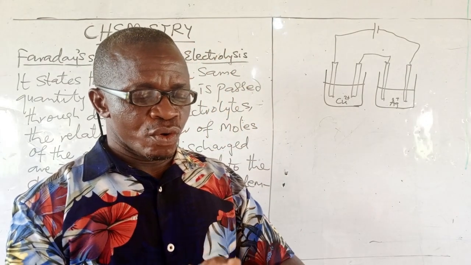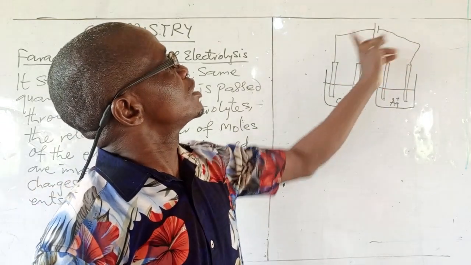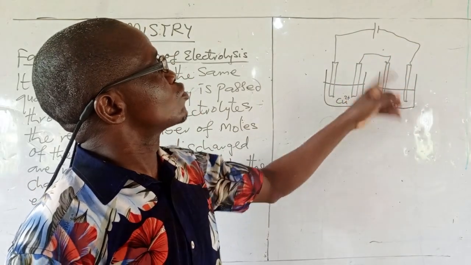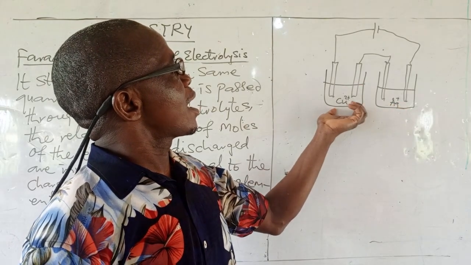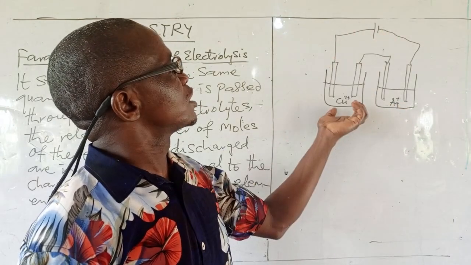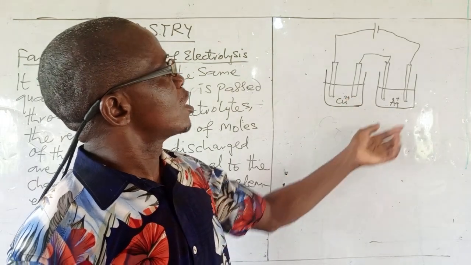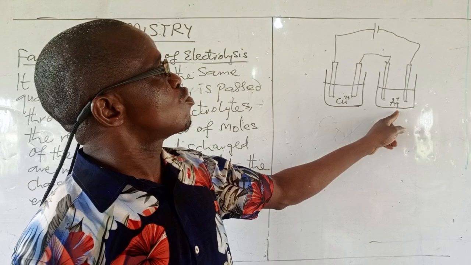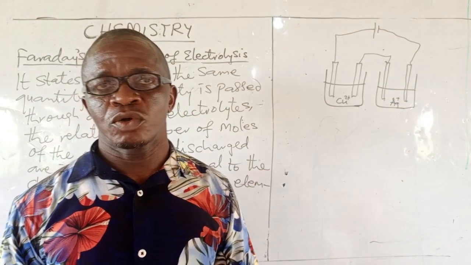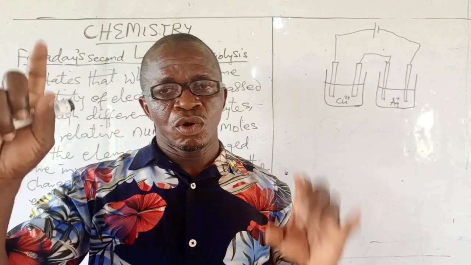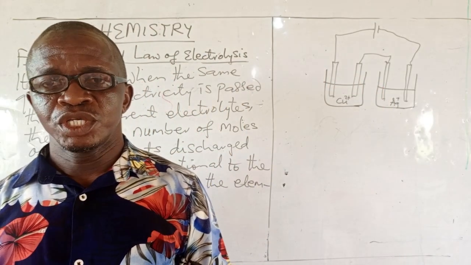the ratio is very important in that place because the same amount of electricity is passed through these two electrolytes. The quantity of electricity that will discharge one ion of copper ion, which has 2 plus, will discharge 2 ions of silver because it has 1 plus. So the mole ratio will be inversely proportional to each other.